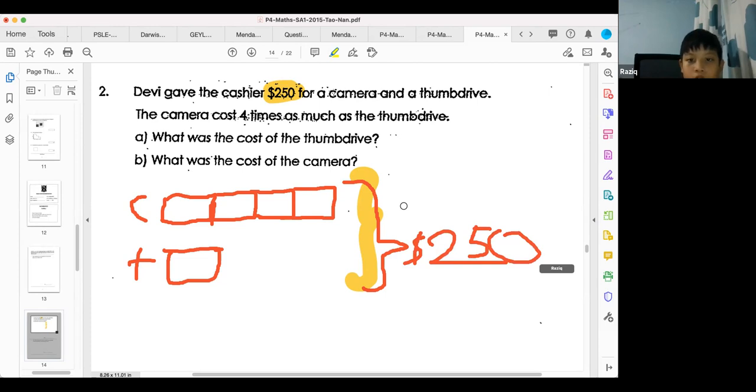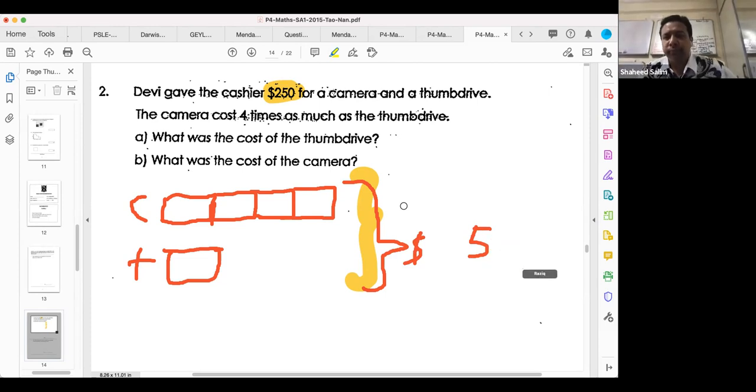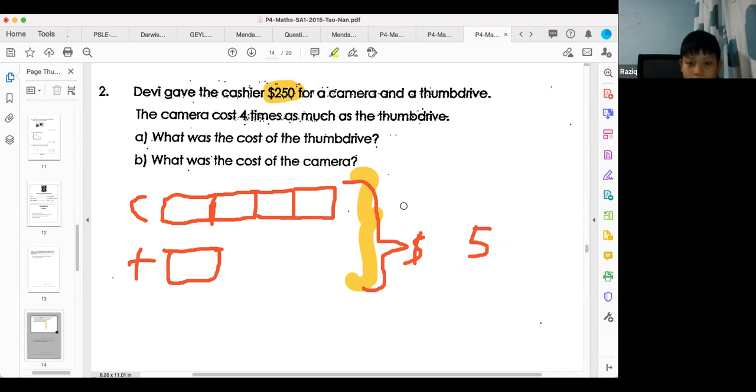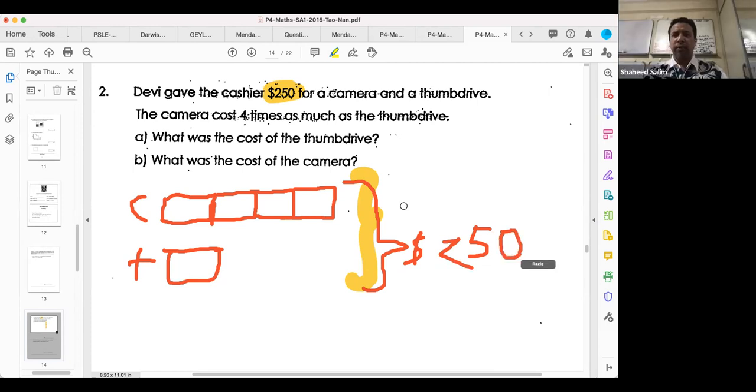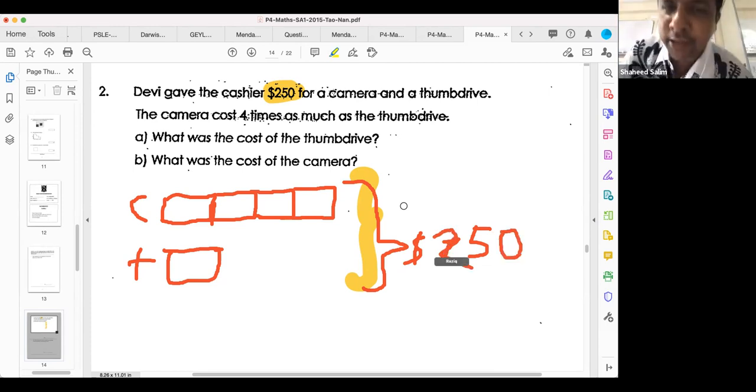Okay. So how to solve? Correct. Okay, good. The rest you can do on your exercise book. What's the cost of the thumb drive? What's the cost of the camera? That's it.